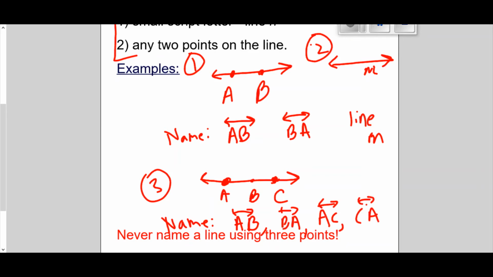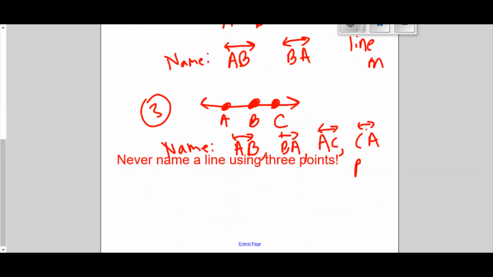Or we could use the points B and C. We could name it line BC or CB. But what we can never do is name it with all 3 points. So for example, in this one, we could not name this ABC. This is not a name of a line because we used 3 points. You can only use 2 points to name a line.